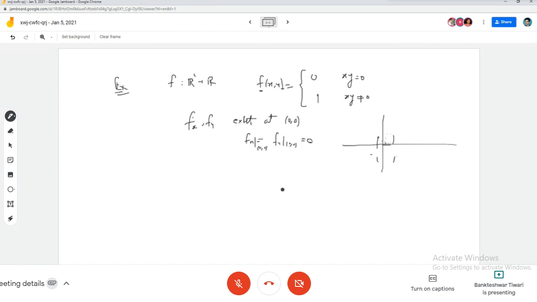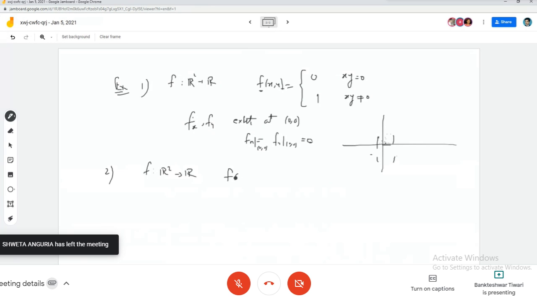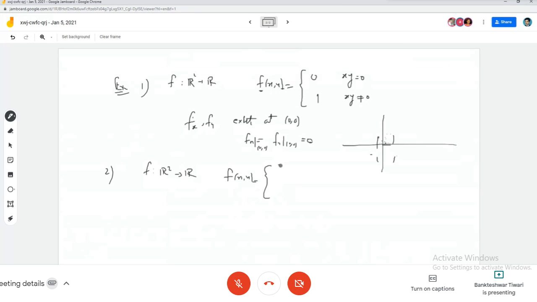So the next example. Maybe you define, again, this is my first example, this is the second example. And you see here again, f is defined from the whole R2 to R, and it's defined like this: f(x,y) is equal to x squared y upon x to the power 4 plus y squared when (x,y) is not equal to (0,0), and is equal to 0 when (x,y) is equal to (0,0).